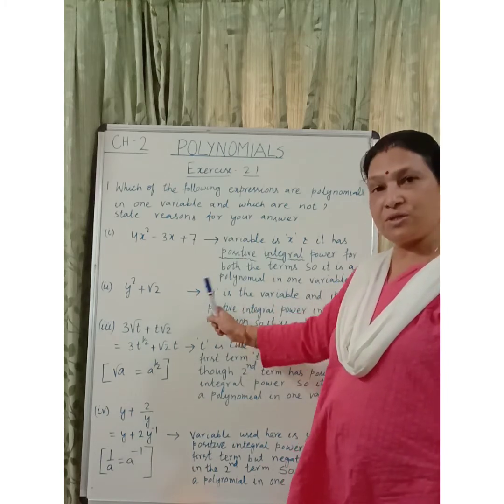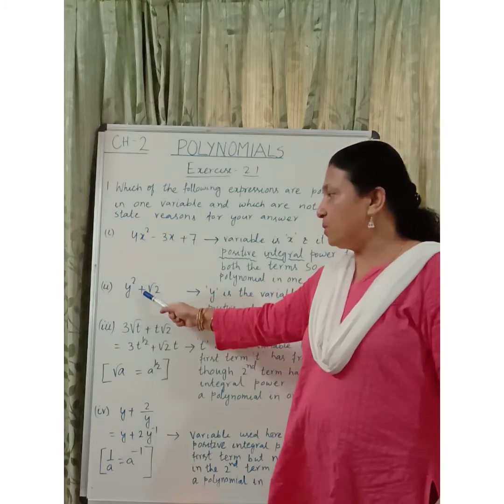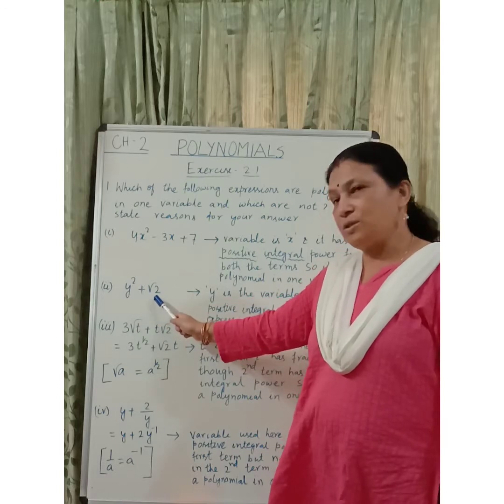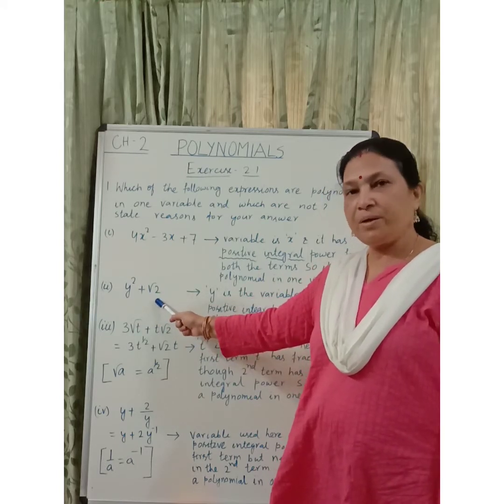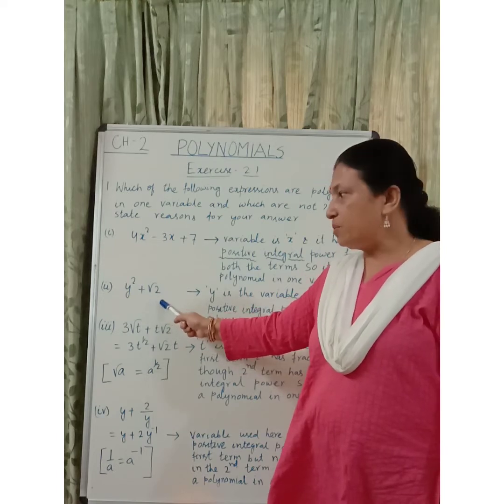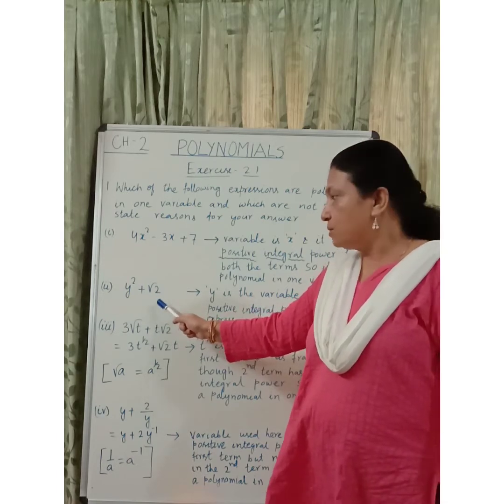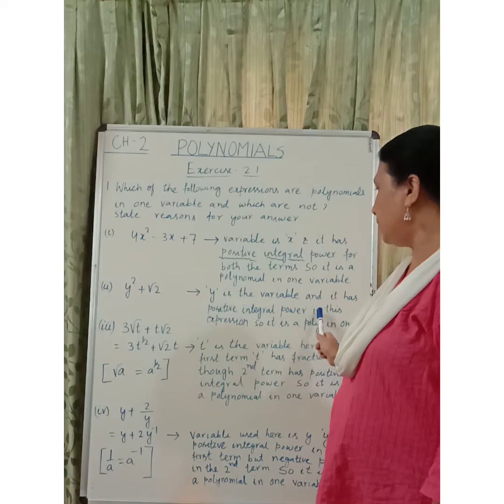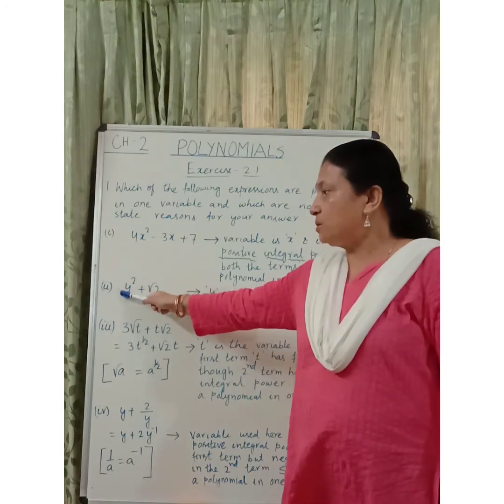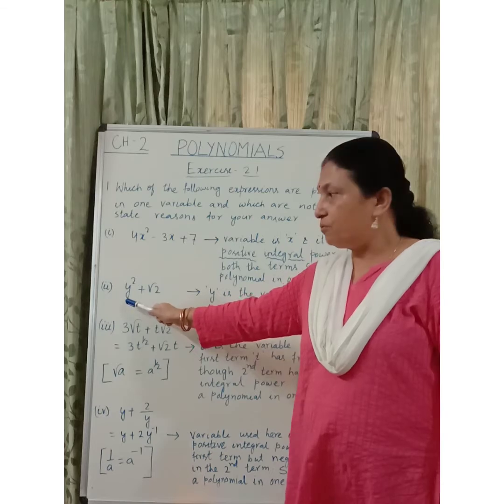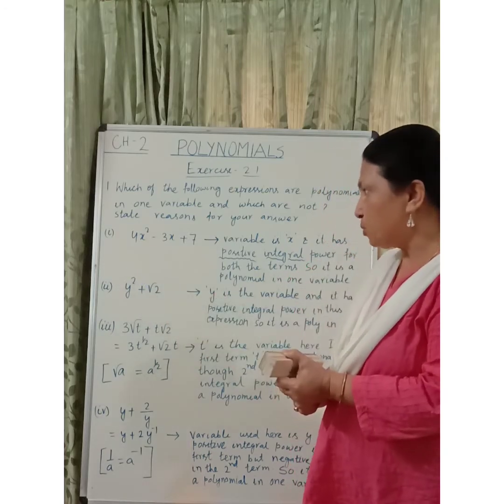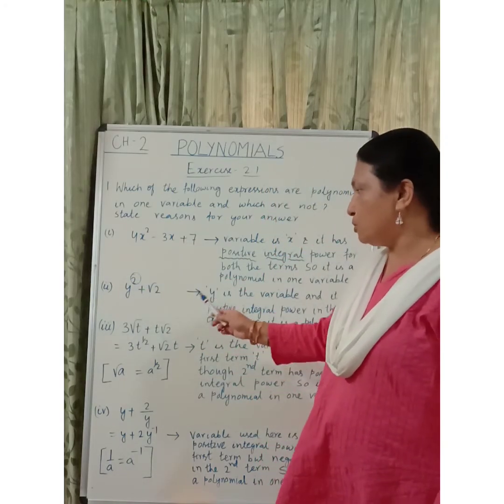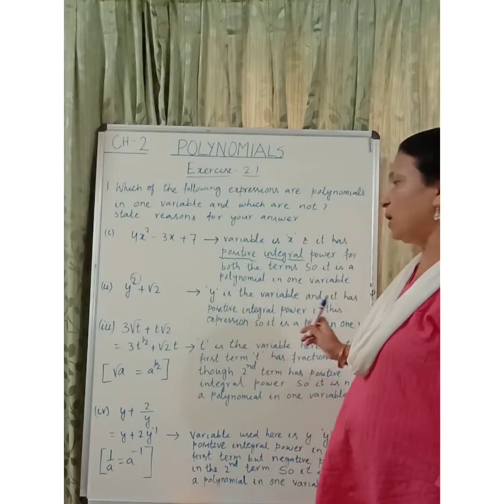So it is a polynomial in one variable. Now coming to the second question, we have y square plus root 2. The variable used here is y and this is the constant, that is root 2. It may be a rational number, irrational number. The constant may be any real number actually. So here y is the variable and it has positive integral power in the expression. In this expression, only the first term has variable which has the positive whole number as the power. So it is a polynomial in one variable.